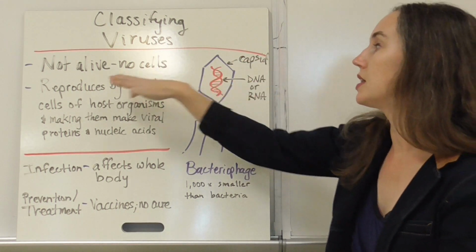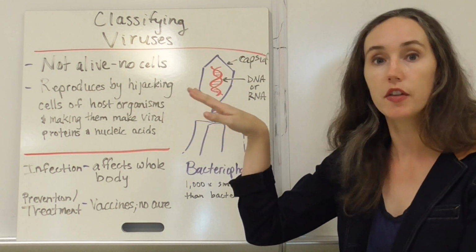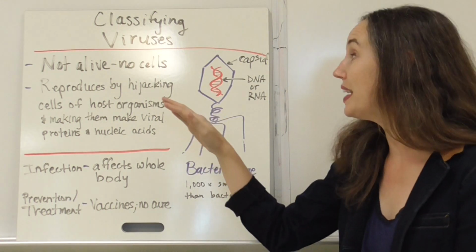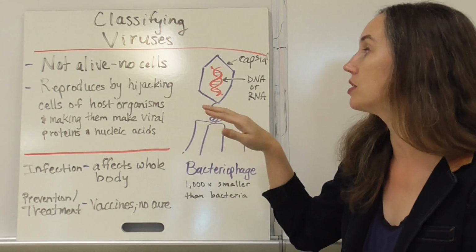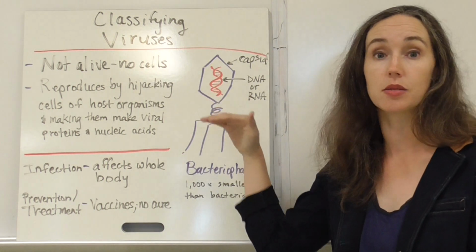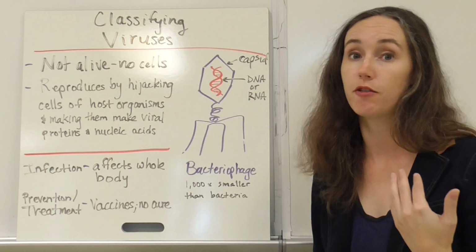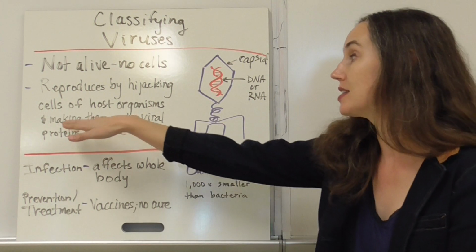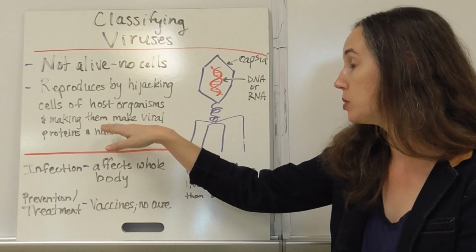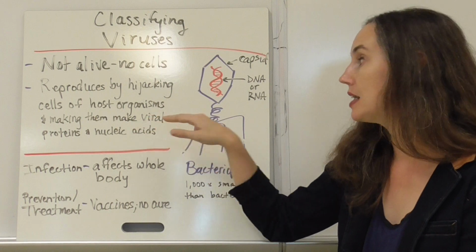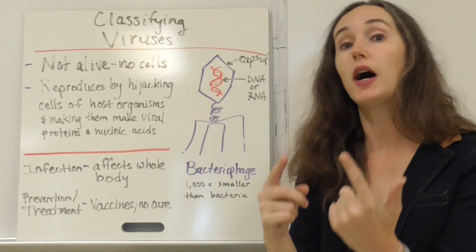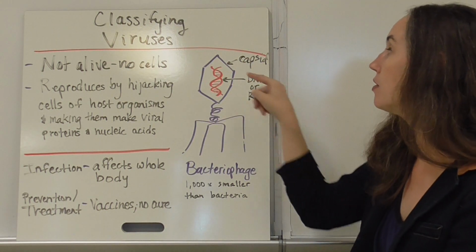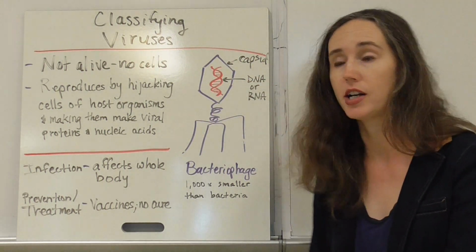Viruses are unique because they reproduce not on their own, right? A living thing can reproduce, but they're not alive. What they do is they hijack cells of what are called their host organism. That's the organism they're going to infect, and that can be any living thing. And what it does is it takes over that cellular machinery and makes it produce viral proteins, so more of this virus protein, and viral either DNA or RNA.